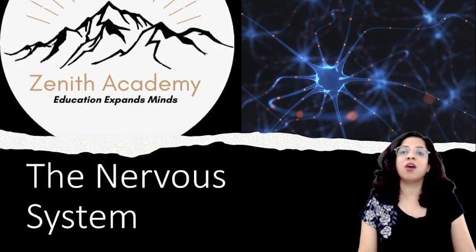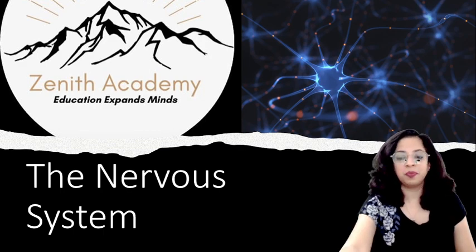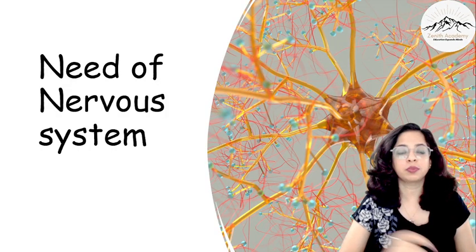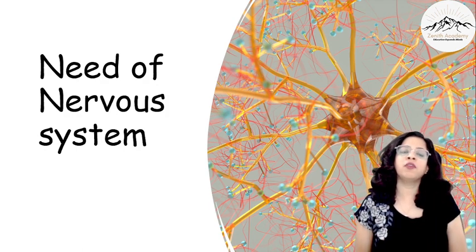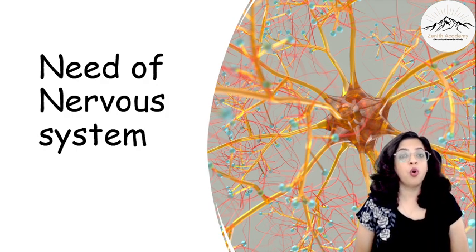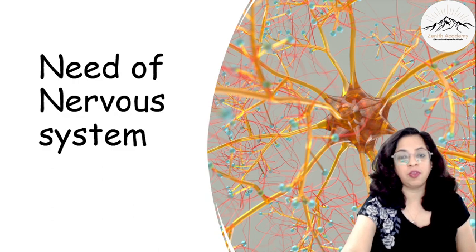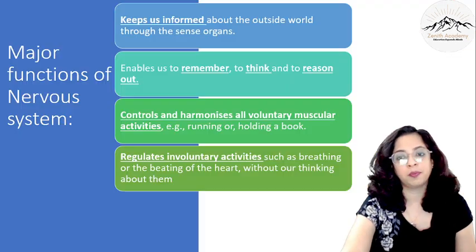Today, we are doing a very important chapter from biology, that is the nervous system. So, let's begin, my dear children. Before studying the nervous system, first of all, we should know what is the need of the nervous system. Why do we need a nervous system?